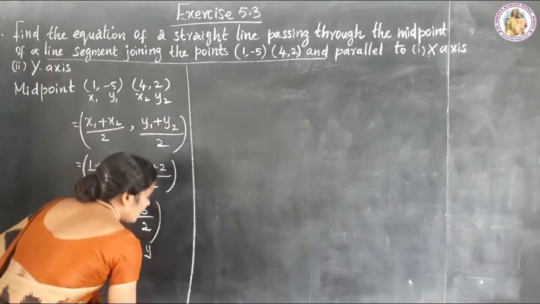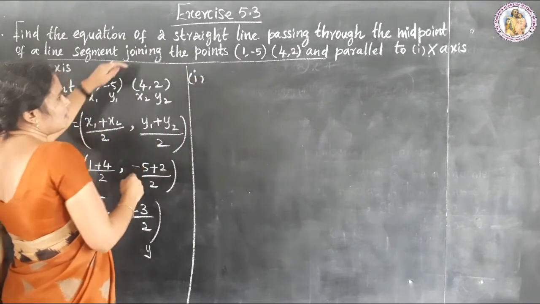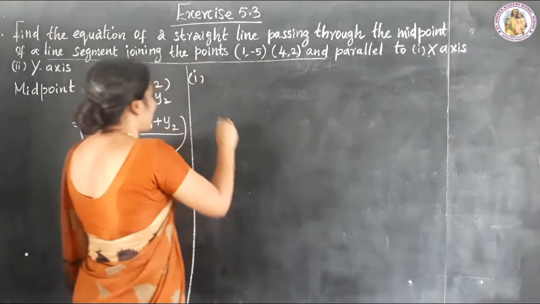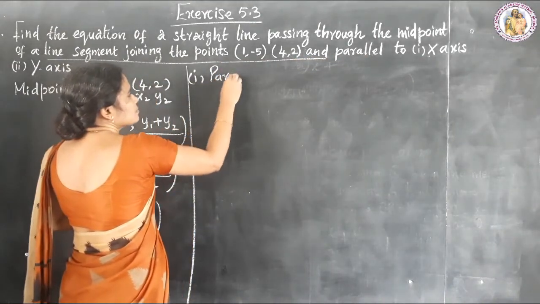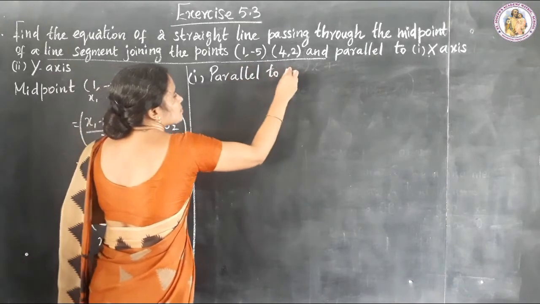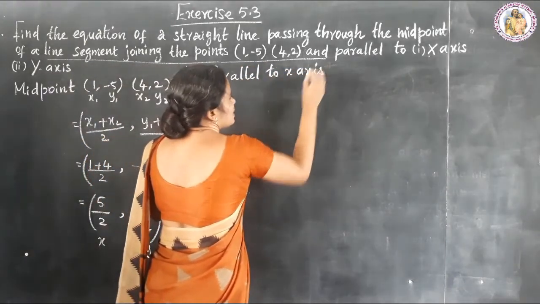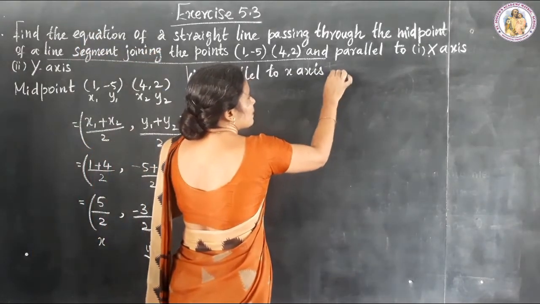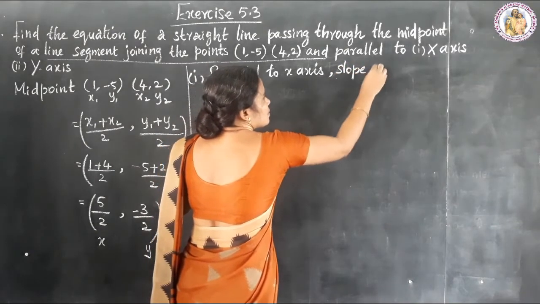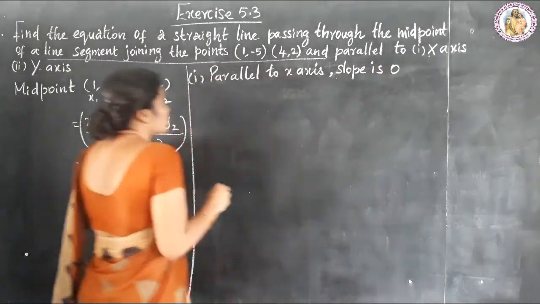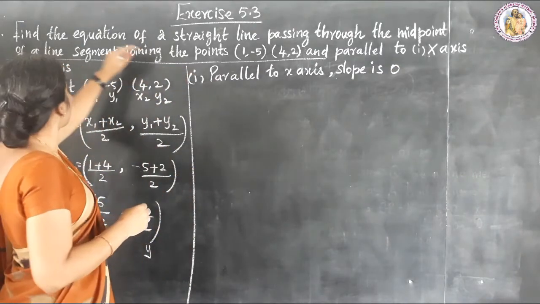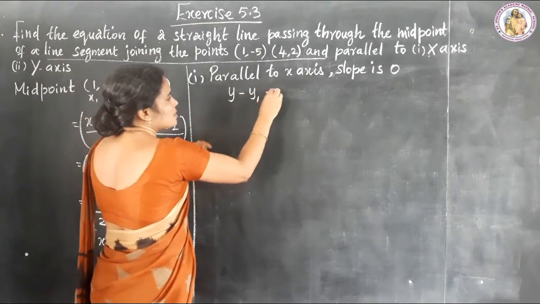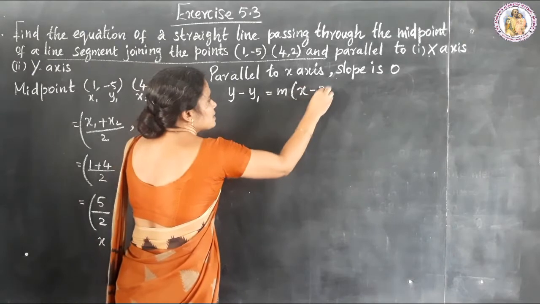Now let us find the line parallel to x-axis. When it is parallel to x-axis, the slope is not given, so take slope as 0. When we are asked to find the equation of a straight line, the formula is y minus y1 is equal to m into x minus x1.